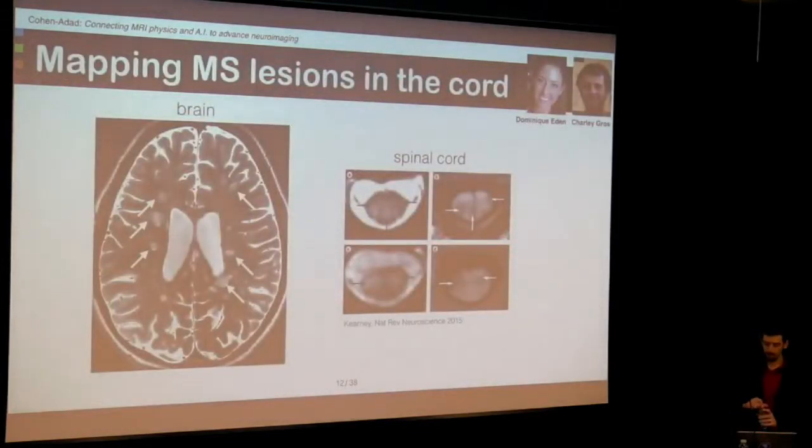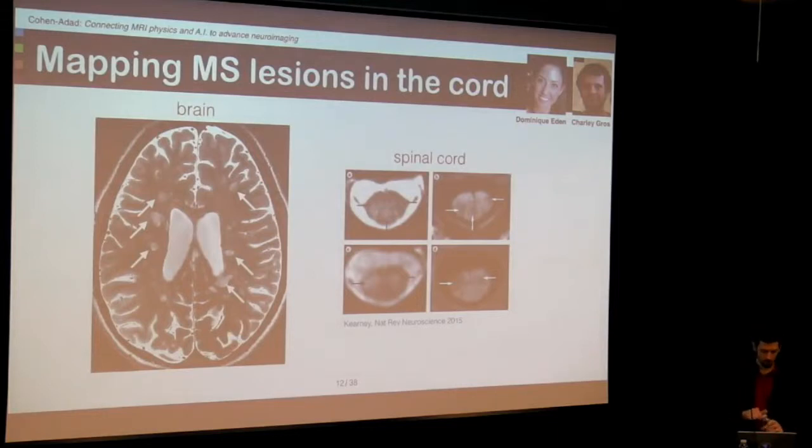So that was an overview of the approaches for segmentation and how to deal with the scarcity of labeled data. I want to move into another application, which is mapping of multiple sclerosis lesions in the central nervous system.